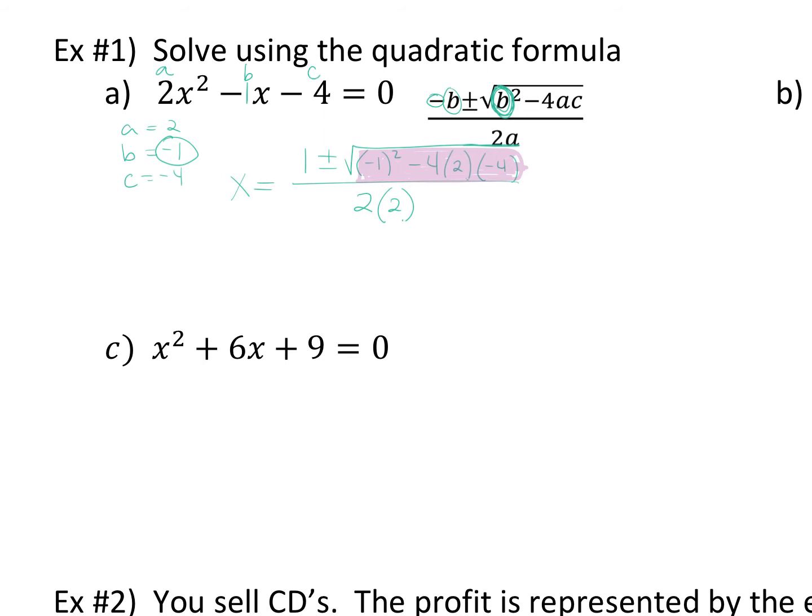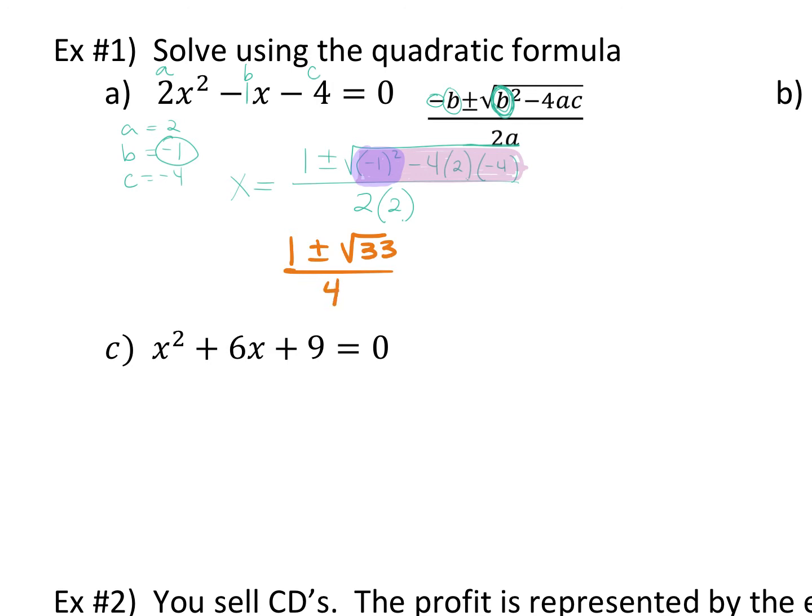You're plugging in parentheses -1, parentheses squared minus 4. Now, you can do times 2 times -4, or you can do parentheses, but you absolutely need these parentheses. Okay? If you don't do parentheses around your -1 squared, you're going to get the wrong answer every time. So, parentheses matter. Okay, so right now we're at 1 plus or minus the square root of 33 over 4.